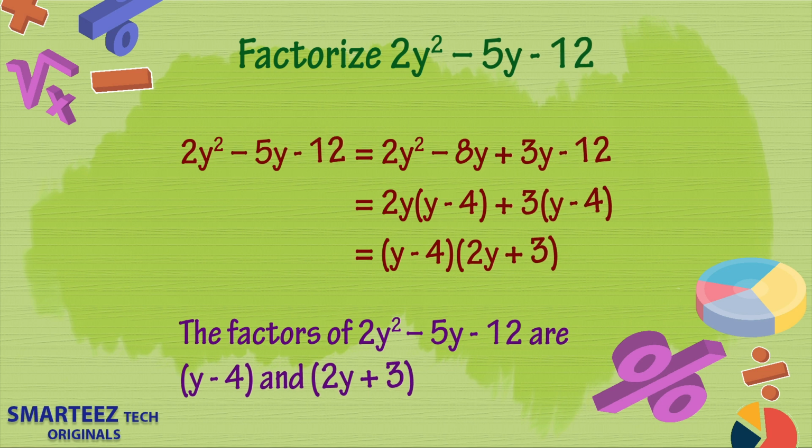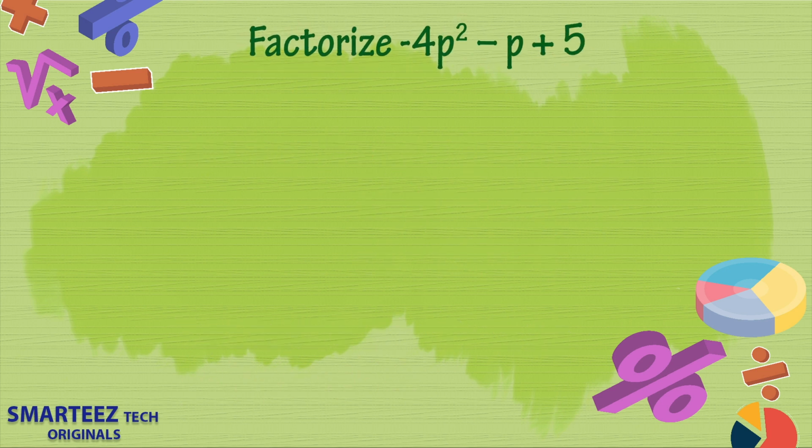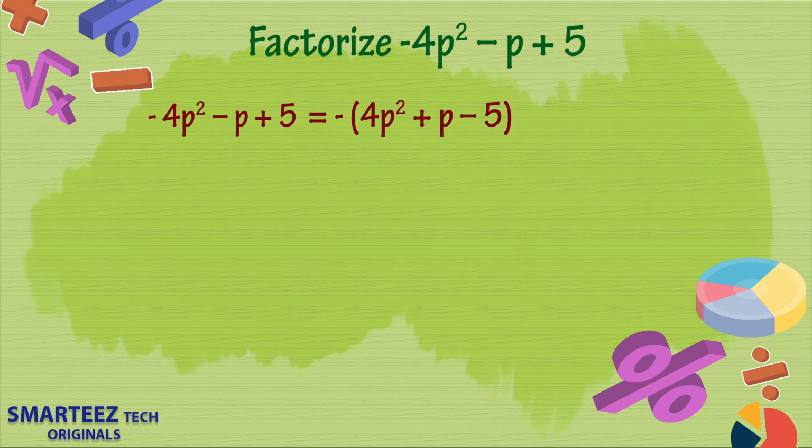Let's do the next example. Factorize -4p² - p + 5. Solution. Here the first term starts with a minus sign. So we'll take the minus sign out and invert the sign of all the terms. So -4p² - p + 5 equals -(4p² + p - 5).